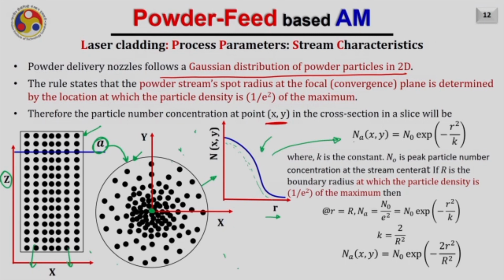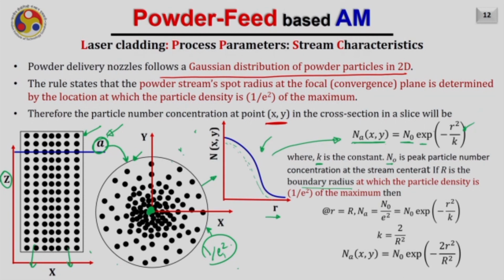It says the number of particle concentration at any point x comma y in a slice A will be equal to n naught exponential minus r square by k, where k is a constant and n naught is the peak particle number concentration at the stream center, at this location. And if R is the boundary radius at which the particle density is 1 by e square of the maximum, this particular boundary, we can easily obtain it.